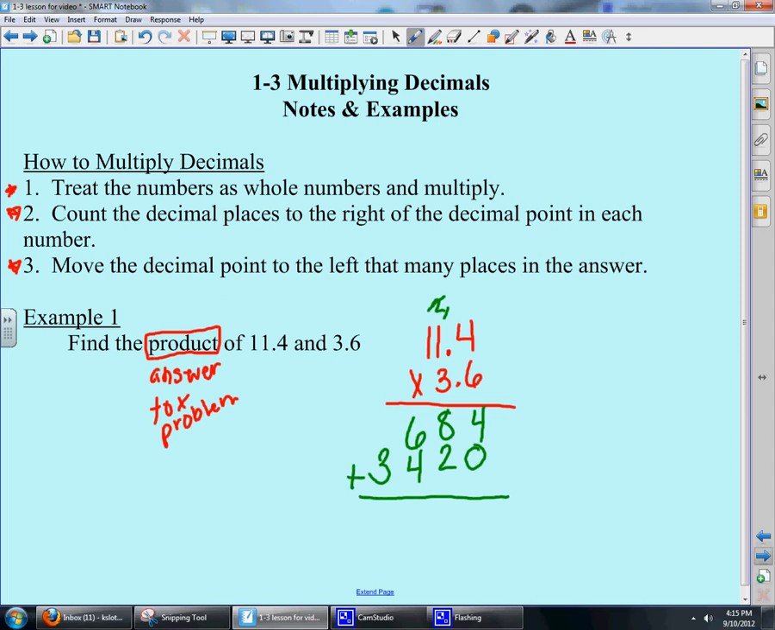Now we're going to add. 4 plus 0 is 4. 8 plus 2 is 10. Carry the 1. 6 plus 4 is 10, plus 1 is 11. Carry the 1, and 3 plus 1 is 4.